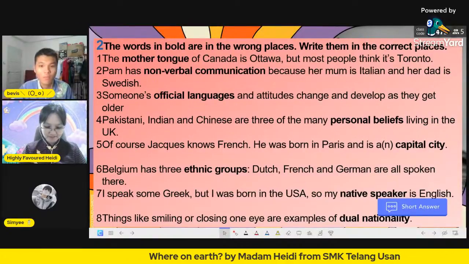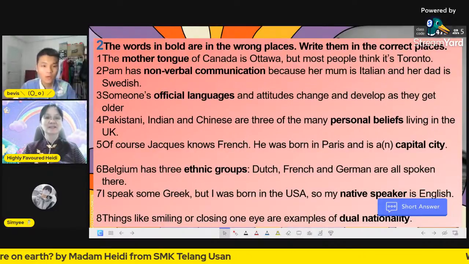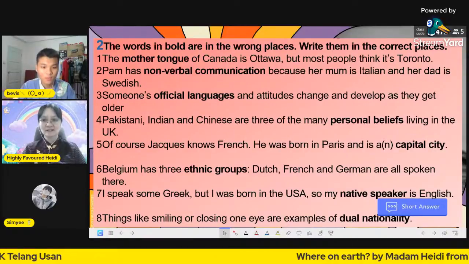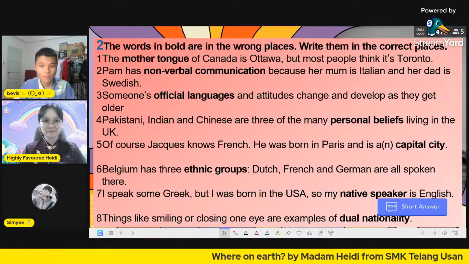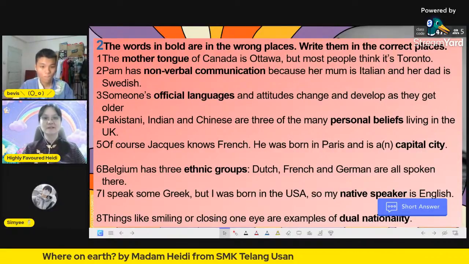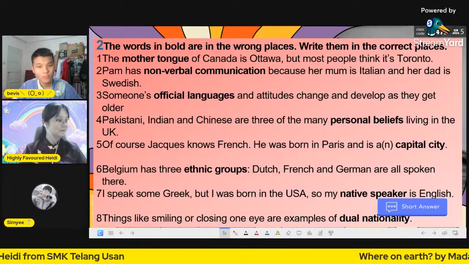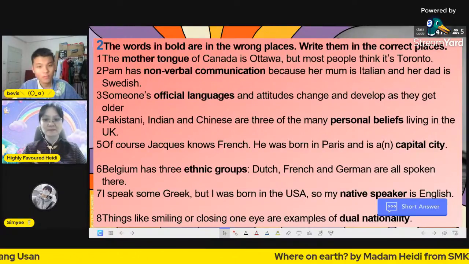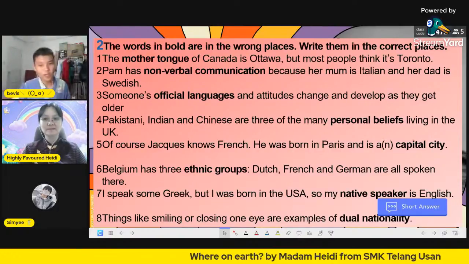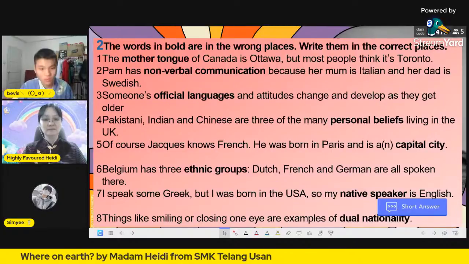Where's Simi? Jack knows French. He was born in Paris and is a capital city. Belgium has three ethnic groups. Dutch, French, and German are all spoken there. I speak some Greek, but I was born in the USA, so my native speaker is English. Things like smiling or closing one eye are examples of dual nationality.